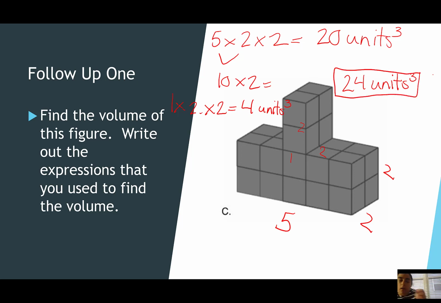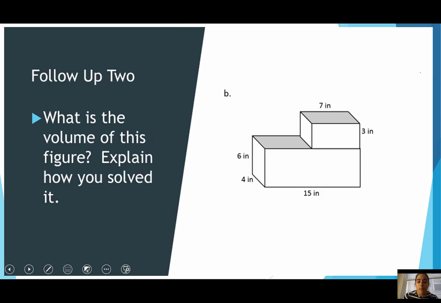Cubed. All right, let's look at the second problem. Second one is a little bit trickier because I have a big box and then I have a little box. We could start with the big box. We know that the length is 15, the width is 4, and the height is 6. So I can do 15 times 4 times 6. And remember, we can multiply in any order.